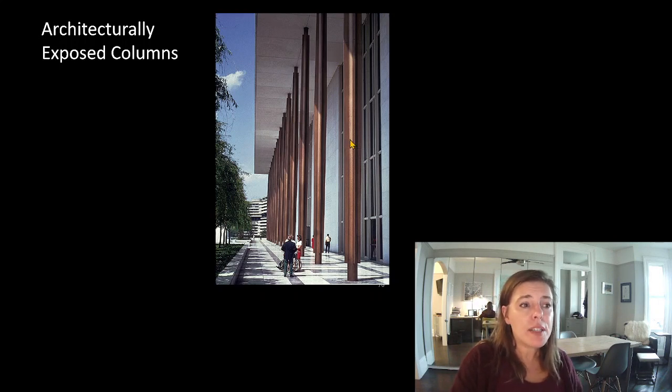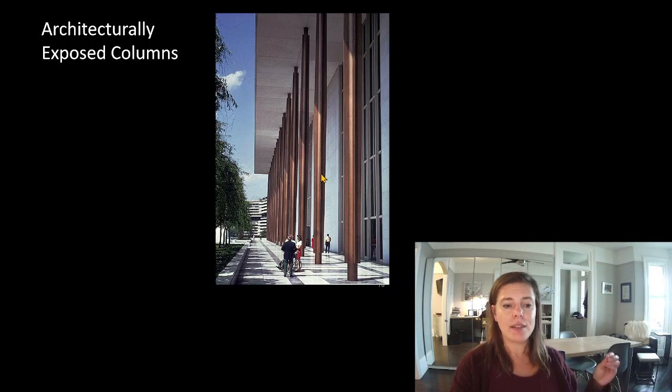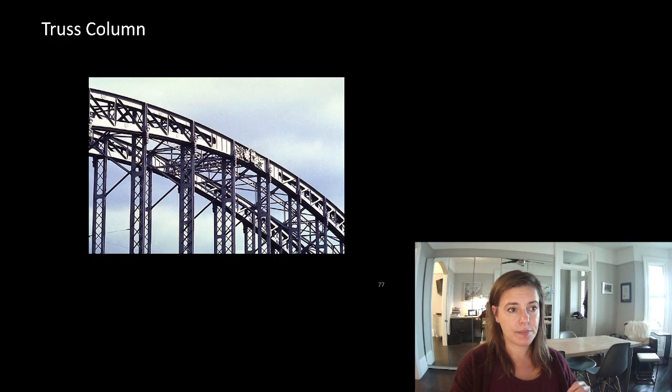Some architecturally exposed columns. You can see that they've added these flanges on what look to be round HSSs to help increase bending capacity. So you can start to do really fancy things while still meeting the structural intent, or even not meeting it, even following its demands. You can actually turn columns into trusses if you need to.